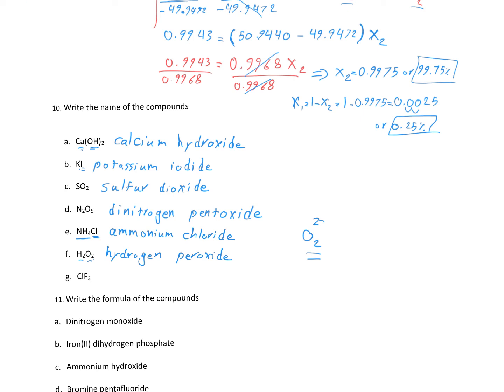And the last one is a molecular or ionic. You have chlorine and fluorine, both of them nonmetal, so it's molecular. So therefore you write the first element as chlorine, and you use the prefix. You have 3 of that, so it's trifluoride.